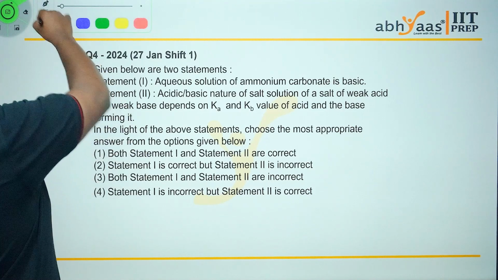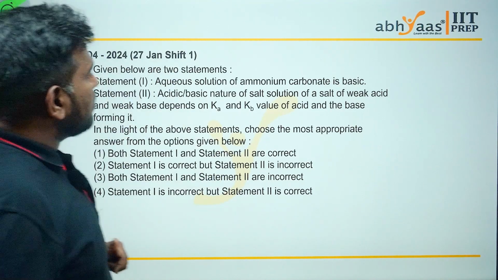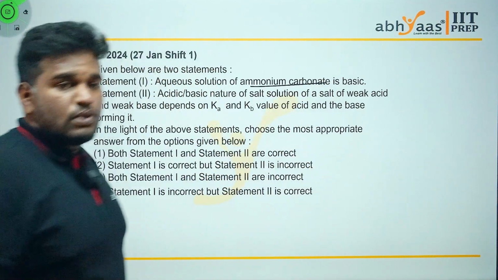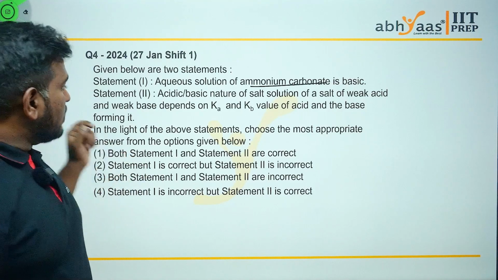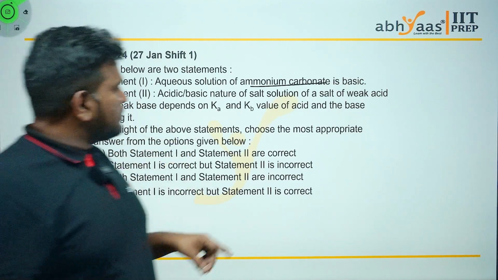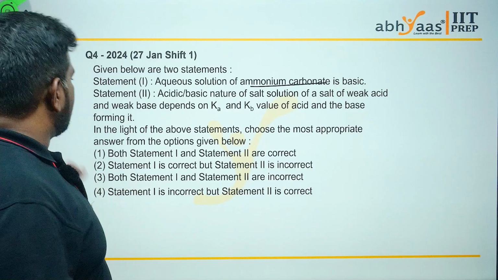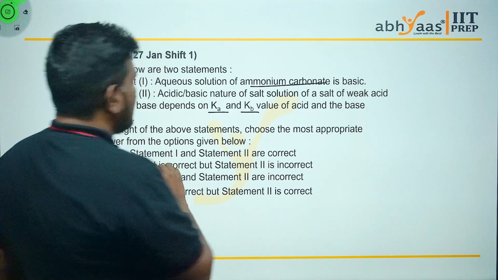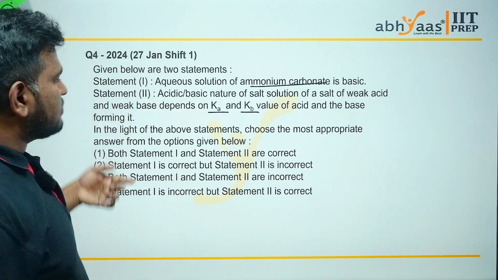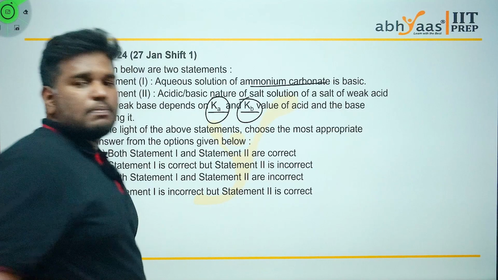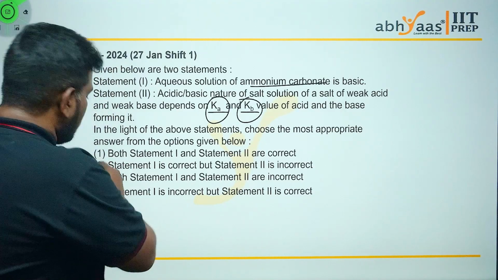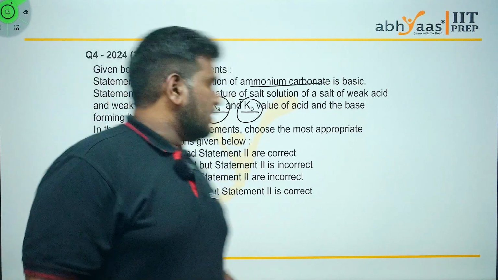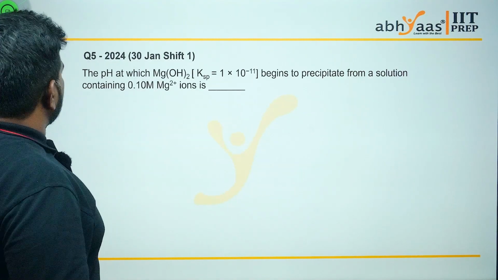We have two statements. What are they? Aqueous solution of ammonium carbonate is basic. It's right. If you take the aqueous solution of ammonium carbonate, then it will be basic. And what is the second statement? Acidic or basic nature of the solution of a salt of weak acid and weak base depends on Ka and Kb. It's right. We know this particular theory. So we can say that both statement 1 and statement 2 are correct. Fine. So we will move to the next one.